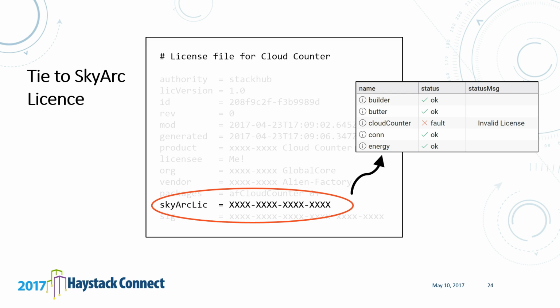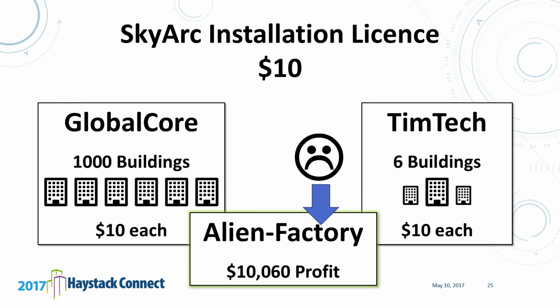Now let's look at our sales again. Note that if I'm now selling SkySpark installation licenses, I need to adjust the cost of Cloud Counter to just $10 each. Now for Global Core, this doesn't make much of a difference, because each of their buildings is still going to cost them $10.